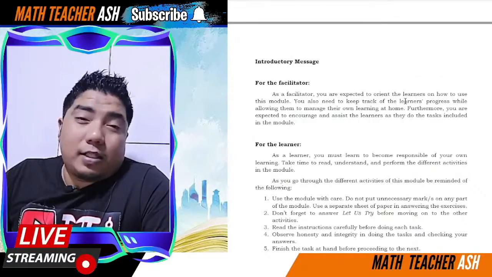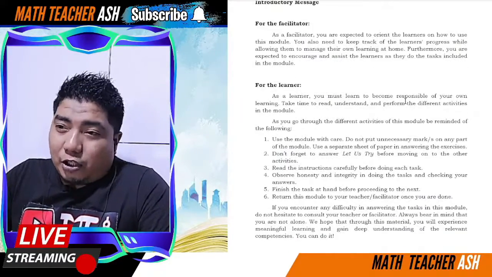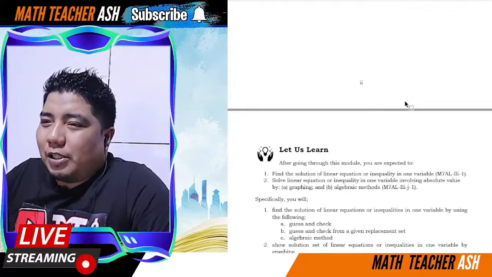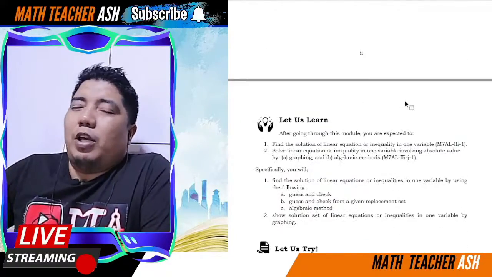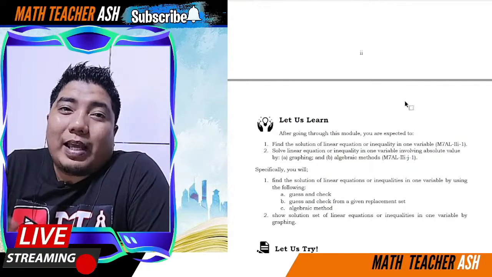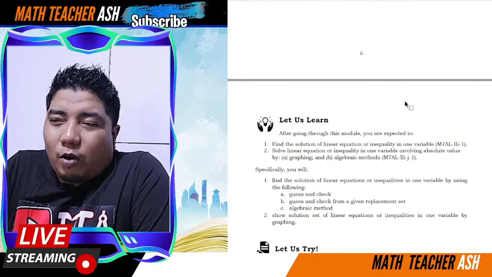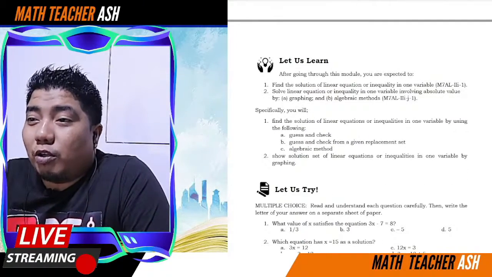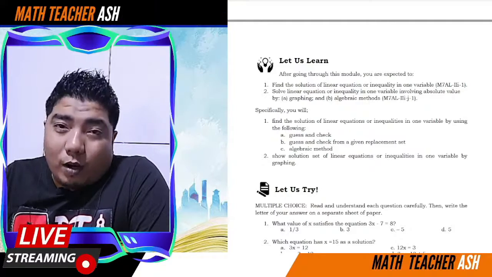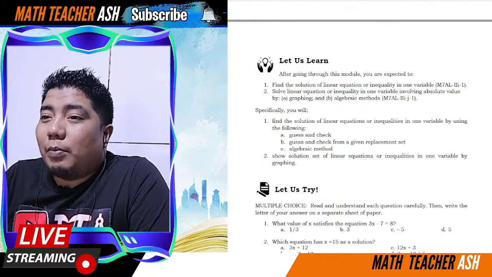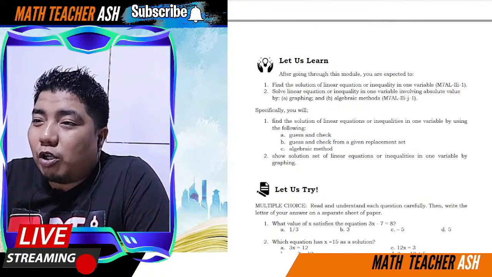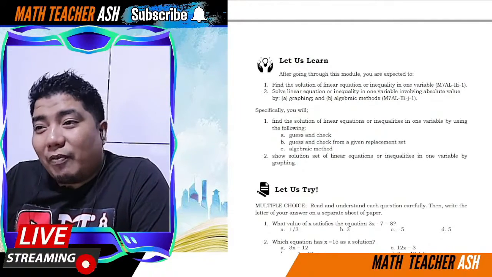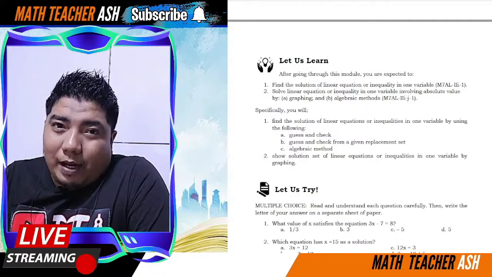On the 4th page is the introductory message for the teachers as well as for the learners. And then on the 5th page, this is where we can read the objectives of our discussion or this module. So number 1 is to find the solution of linear equations or inequality in one variable. And then number 2, we have to solve the linear equations or inequality in one variable involving absolute value by graphing or by algebraic methods.